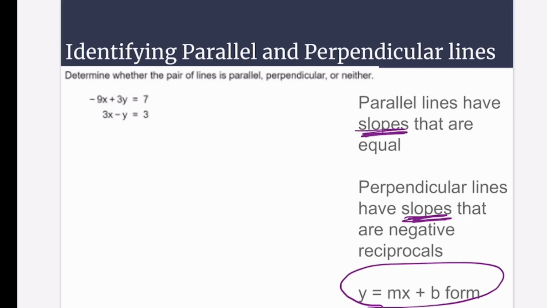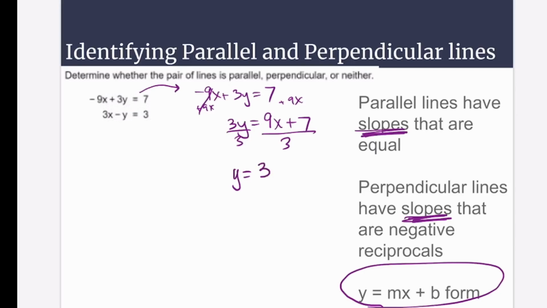So here we go. We'll take the top equation first: negative 9x plus 3y equals 7, and we're going to solve for y. So we're going to add the 9x, and then we're going to divide by 3. Everything gets divided by 3. So we get y equals 3x plus 7/3. So there's our first equation.